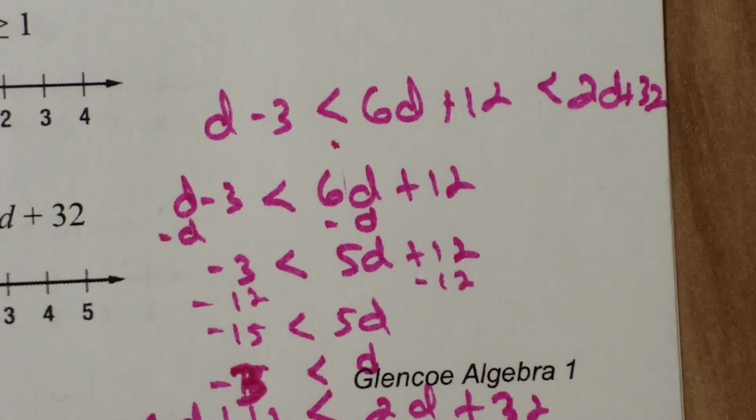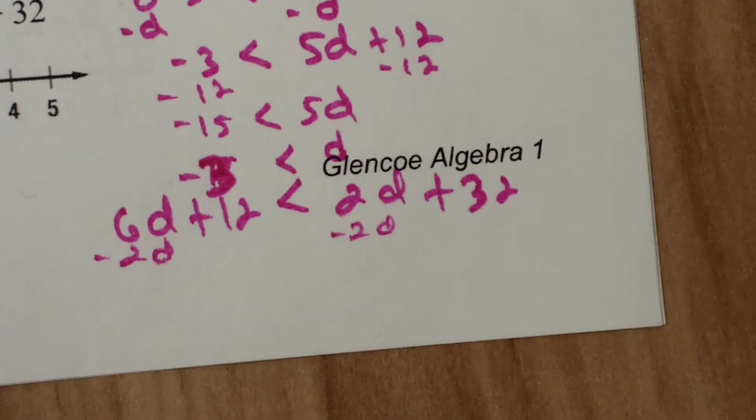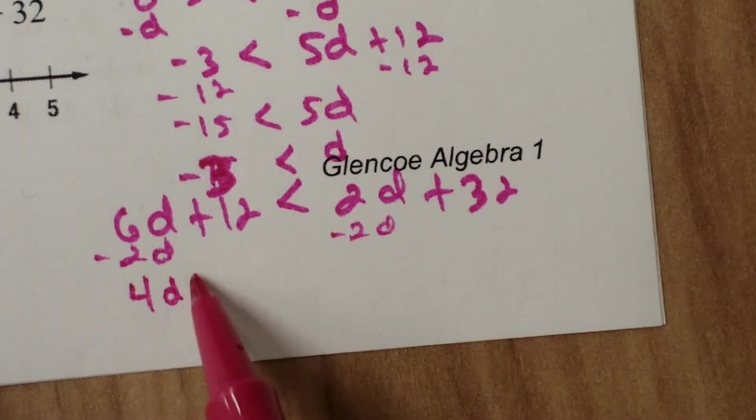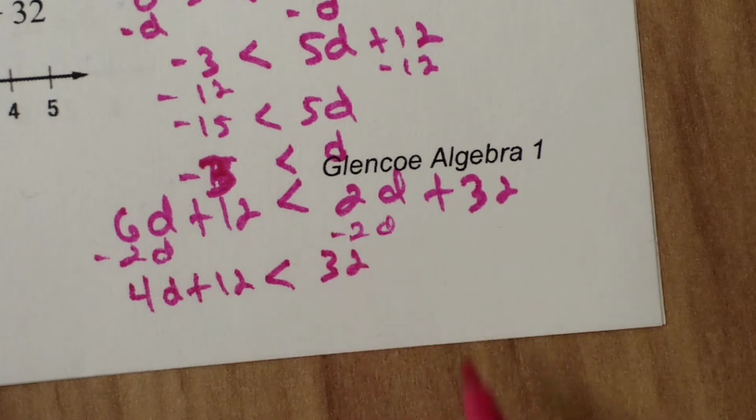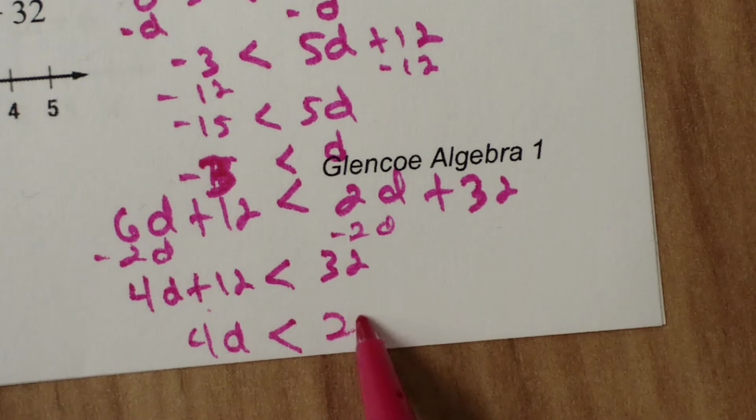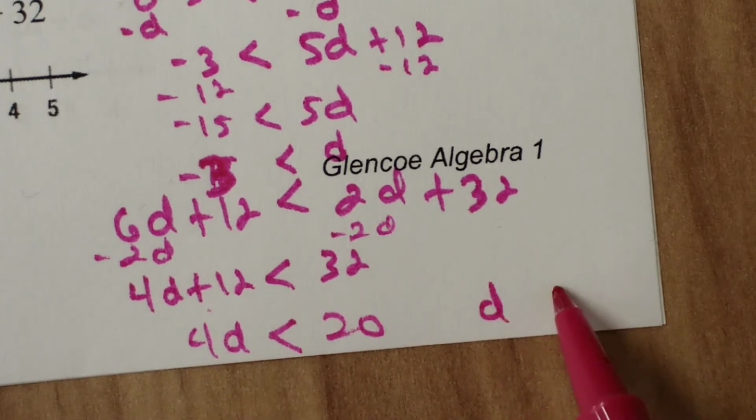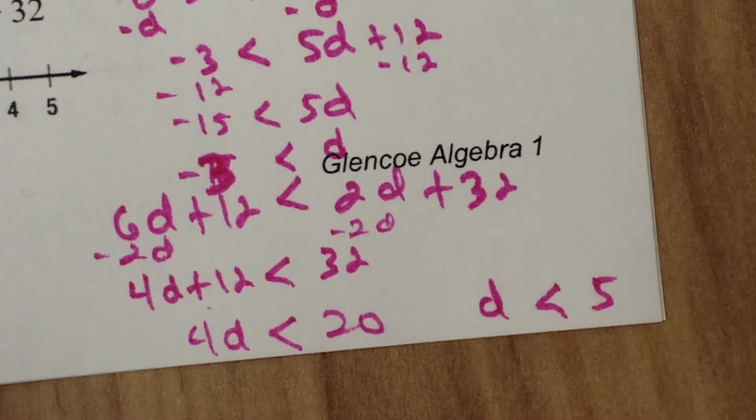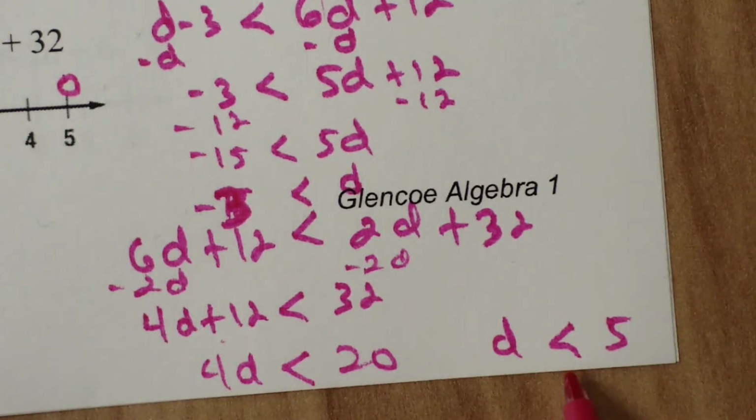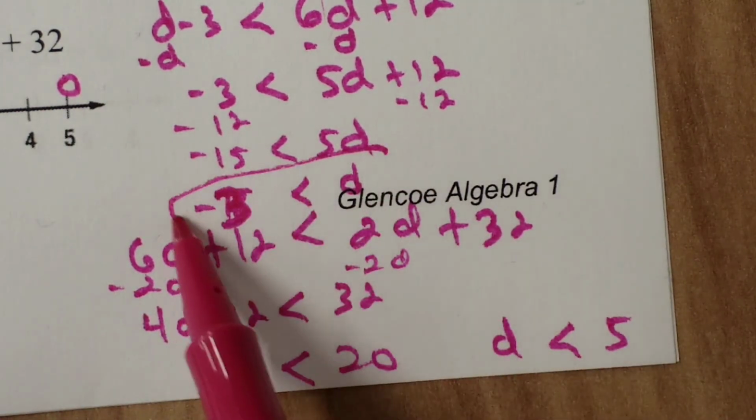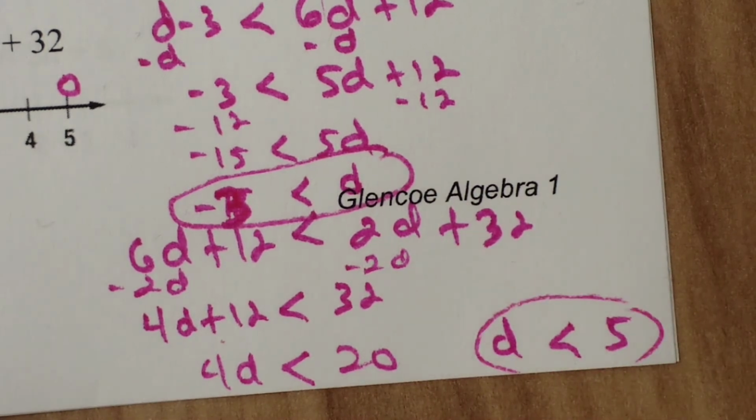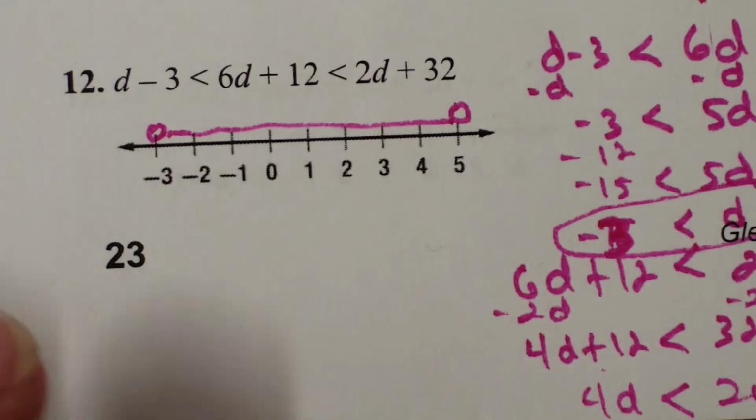For this one, I'm going to take away 2D from both sides. And I'm left with 4D plus 12 is less than 32. Take away 12 from both sides, and you're left with 4D is less than 20. Divide both sides by 4, and you get D is less than 5. So I'm going to have an open circle at 5 because there's no equal bar. So here are my 2 solutions. D is greater than negative 3, so it's going this way. Remember, this one's backwards. And D is less than 5. So we want everything in between.